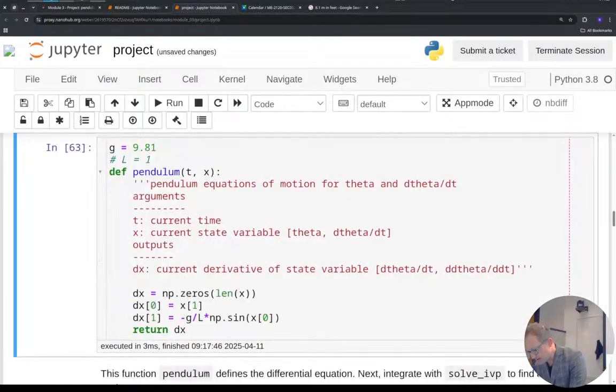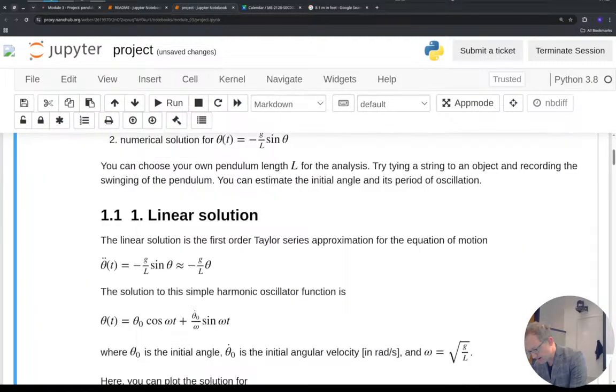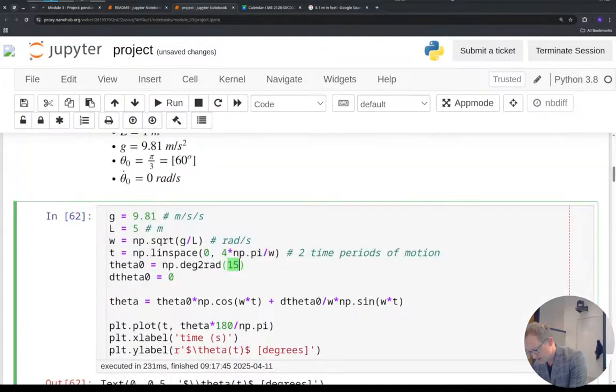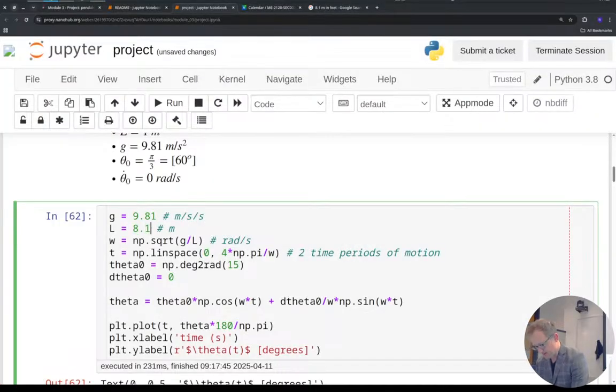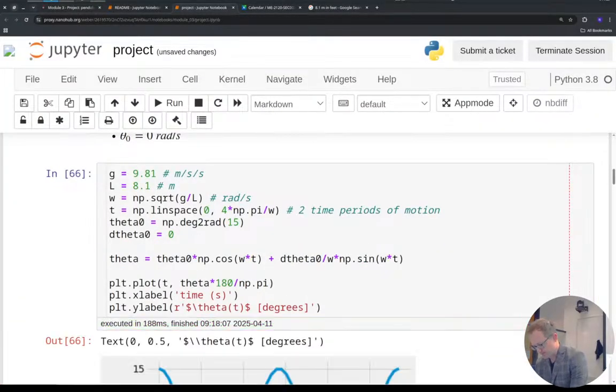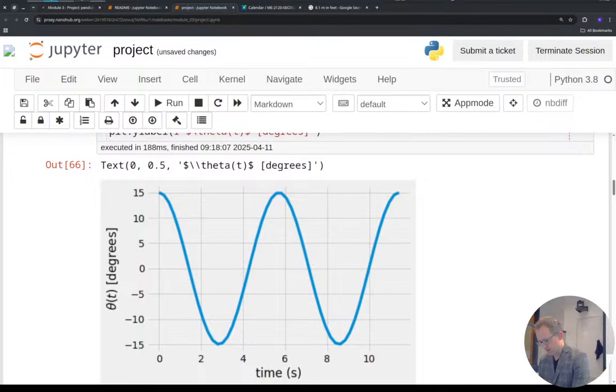Actually, let's go back up. Let's change L. Instead of 5 meters, what did we figure out? 8.1 meters, our 3-story pendulum. It doesn't really change what was going on, but now our x-axis is a lot longer because we're looking at 2 full swings from the 3rd floor.